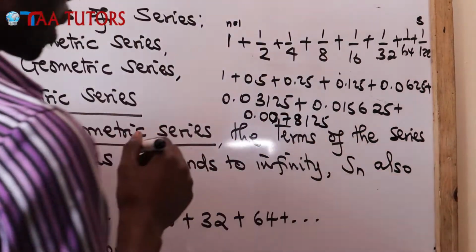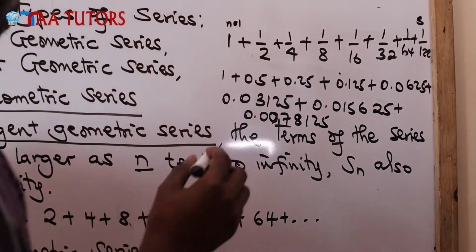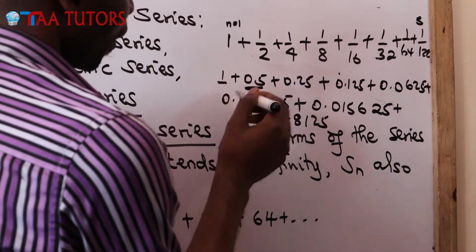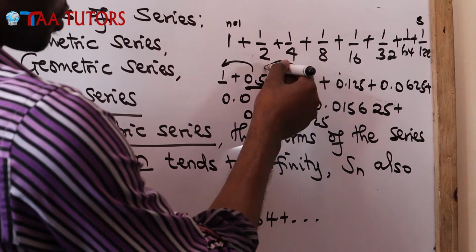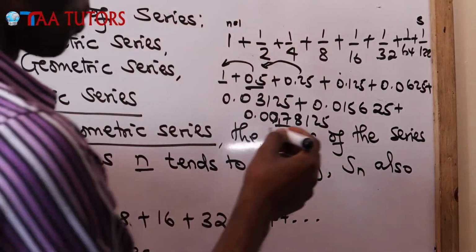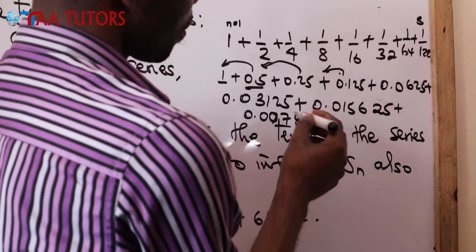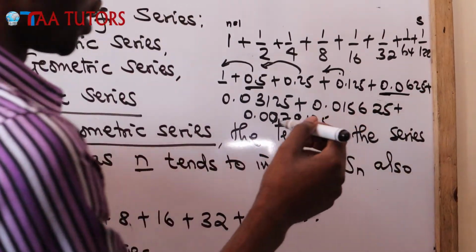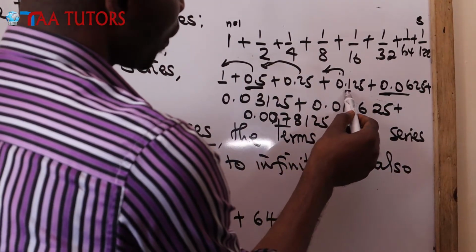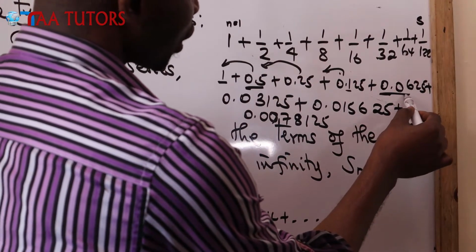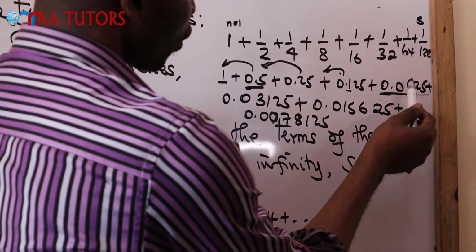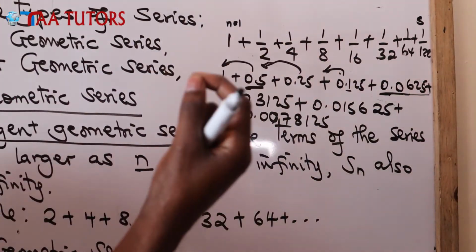0.0078125. Now you realize that if I start adding these figures, 1 plus 0.5, 0.5 will have some significant change on this one. 0.25 will also have some significant change on the sum. 0.125 will have significant change on the sum. When I reach here, you realize that this decimal point here will not be affected by this because the next decimal point here is 0. So when I start reaching here, the change on the sum will be much less significant.